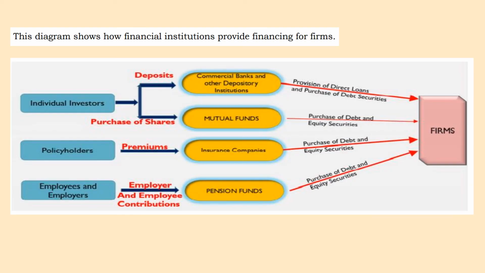This diagram shows how financial institutions provide financing for the firm. The individual investor deposits their money to commercial banks and other depository institutions, or they can purchase shares of stock from mutual funds. Also, the policyholder pays premium to an insurance company, and the employees and employers pay their contributions to a pension fund company. And these financial institutions provide direct loans or purchase debt securities or equity securities from the firm. So the firm also provides income to these financial institutions and eventually returns that interest to the individual investors, policyholders, and employees and employers.